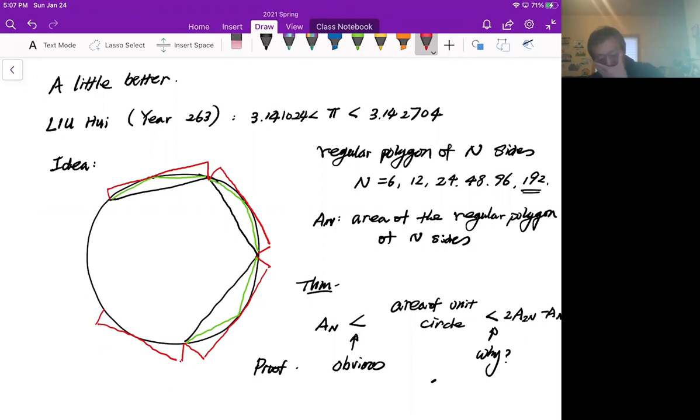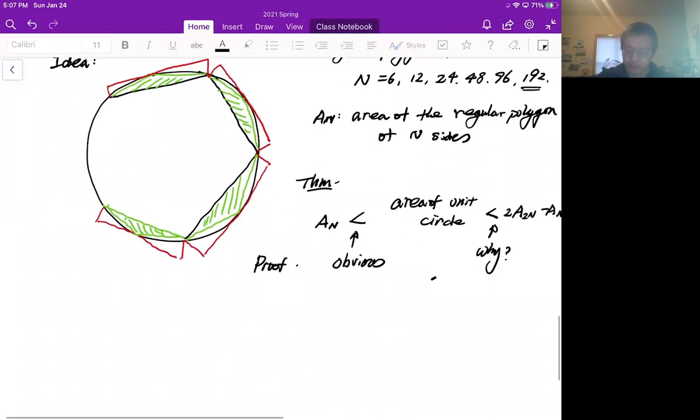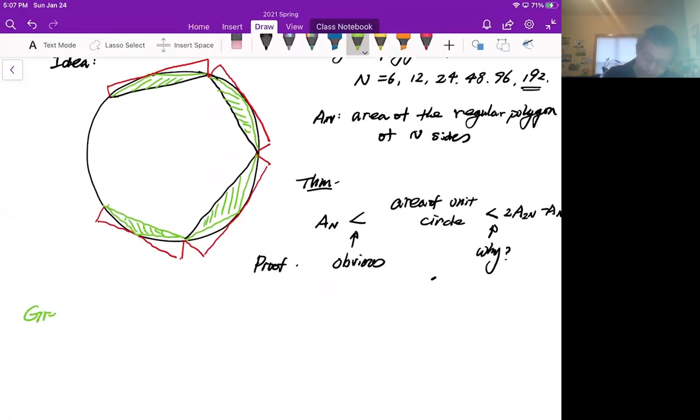Okay, so first, let's see why. First of all, I want to see how big is this. Just a triangle here. Well, for those guys, we know that, right? So we know how big those are, right? Those guys are those green areas. So the green areas are, let's see, I'm going to do the green area. Green areas is equal to A of 2n minus A of n. Does it make sense? Right?